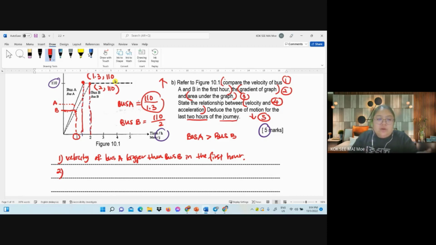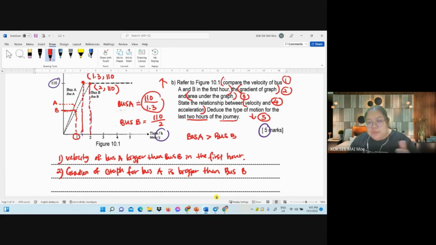So we just copy the question. Gradient of the graph for bus A is bigger than bus B. Okay, normally you can say greater, you can say larger. These two are normally bigger, larger. Don't say higher. Okay, we say bigger or larger. Okay, then we go number 3.